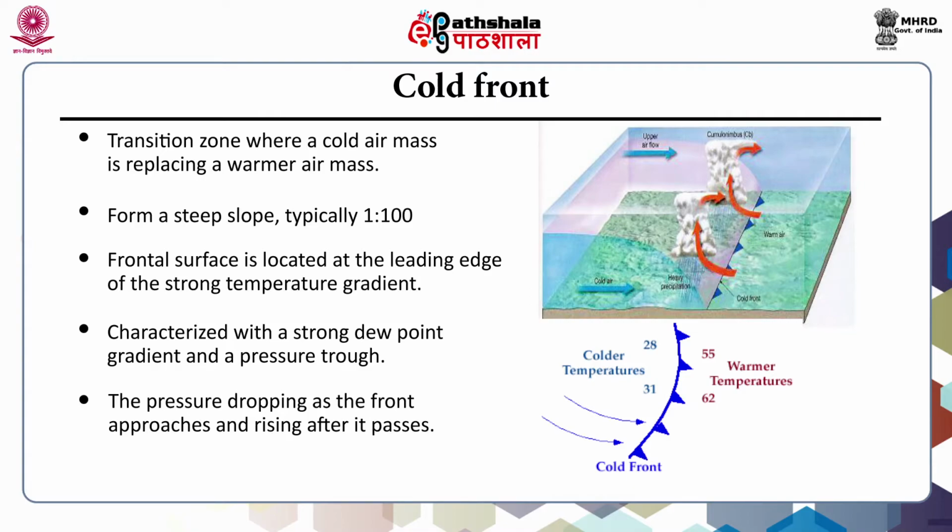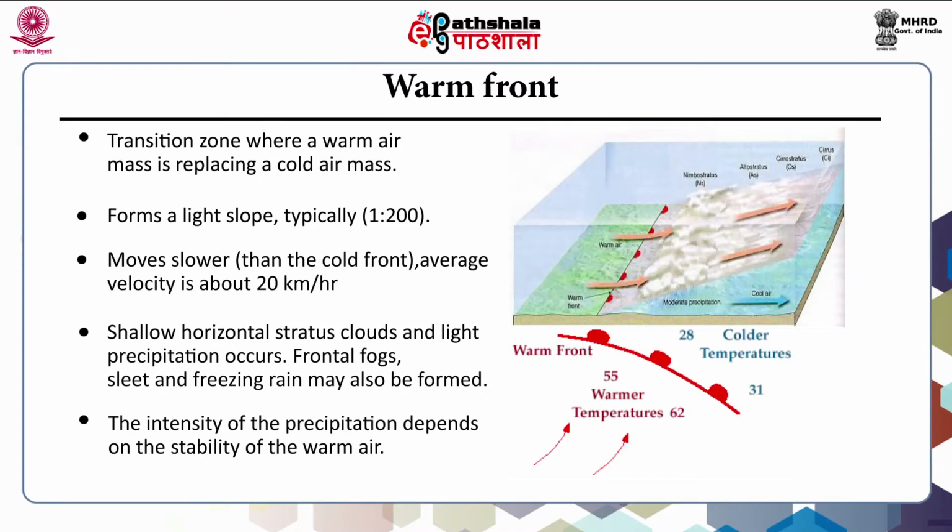In this figure, symbolically a cold front is represented by a solid line with triangles along the front pointing towards the warmer air and in the direction of movement. On colored weather maps, a cold front is drawn with a solid blue line. The second type is the warm front. A warm front is defined as the transition zone where a warm air mass is replacing a cold air mass.